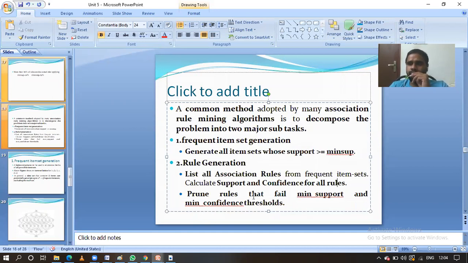Now we are also going to reduce that by applying the pruning rules. How are we going to apply the pruning rules? All the rules that are generated from the frequent item set have to obey the minimum support as well as minimum confidence. Those that do not obey these minimum support and minimum confidence thresholds, we are going to remove, and we call that pruning.